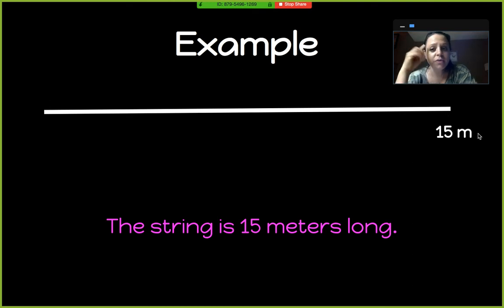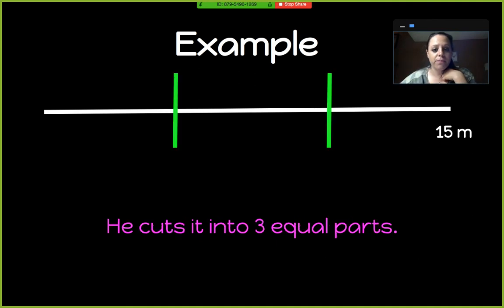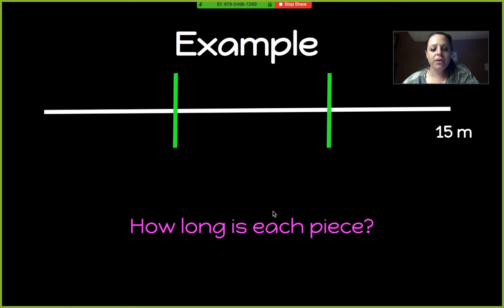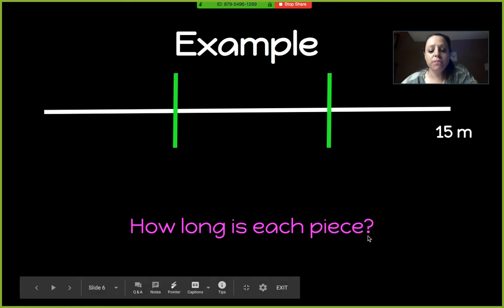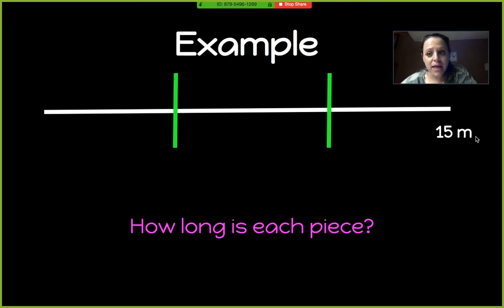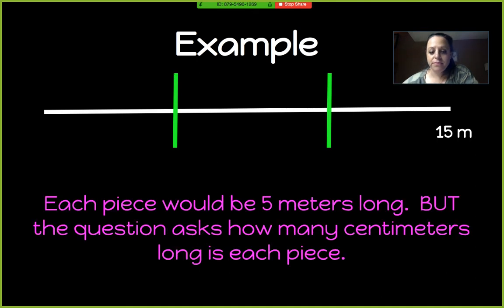So the first thing I do is I visualize the problem and I really try to imagine what it is that it's talking about. So now I've cut it into 3 equal parts. 1, 2, and 3. Okay. How long is each piece? Well, if I have 15 meters and I divide it by 3, each piece would have to be 5 meters. So each piece would be 5 meters long.